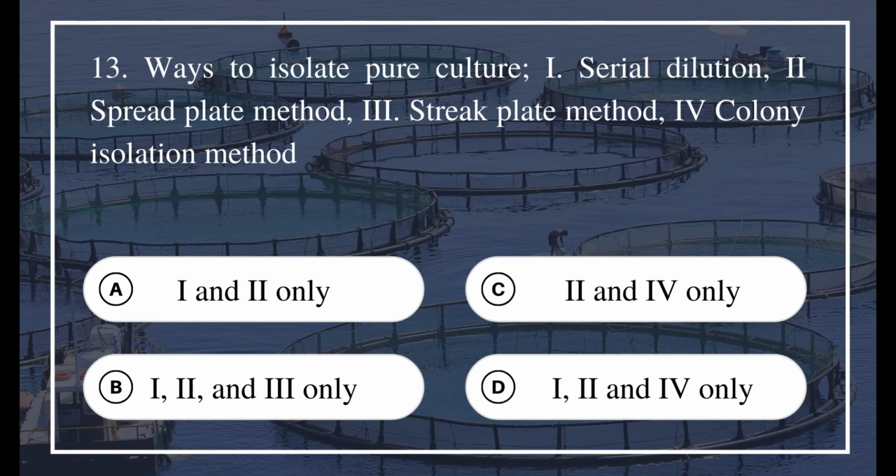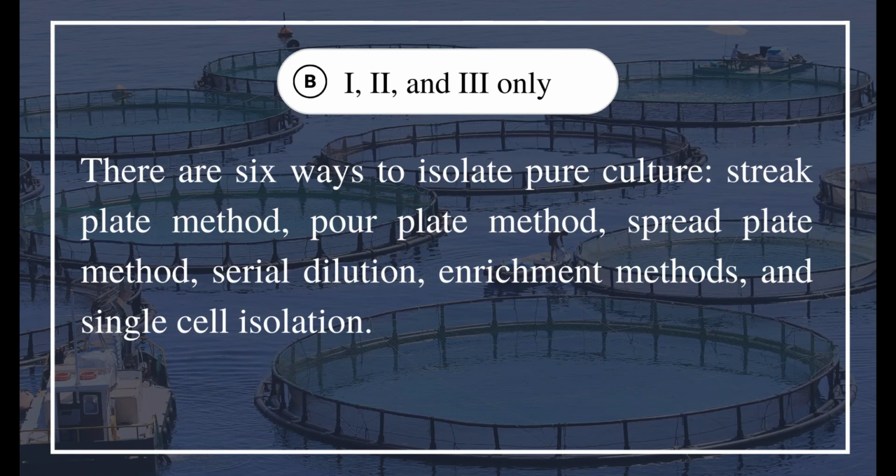13. Which are ways to isolate pure culture? 1. Serial dilution. 2. Spread plate method. 3. Streak plate method. 4. Colony isolation method. A. 1 and 2 only. B. 1, 2, and 3 only. C. 2 and 4 only. D. 1, 2, and 4 only. The answer is B. 1, 2, and 3 only.